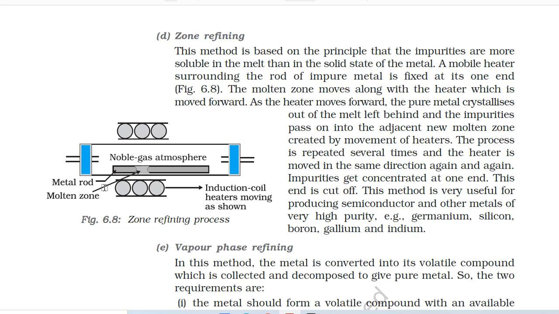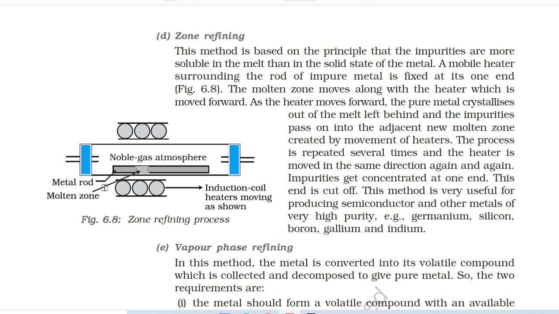D. Zone refining. This method is based on the principle that the impurities are more soluble in the melt than in the solid state of the metal. A mobile heater surrounding the rod of impure metal is fixed at its one end (Figure 6.8). The molten zone moves along with the heater, which is moved forward. As the heater moves forward, the pure metal crystallizes out of the melt and the impurities pass on into the adjacent new molten zone created by movement of the heater.